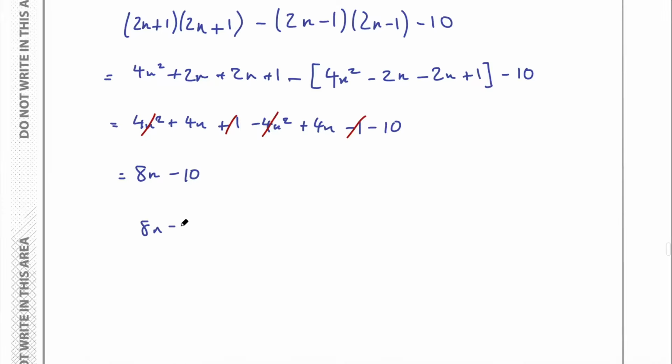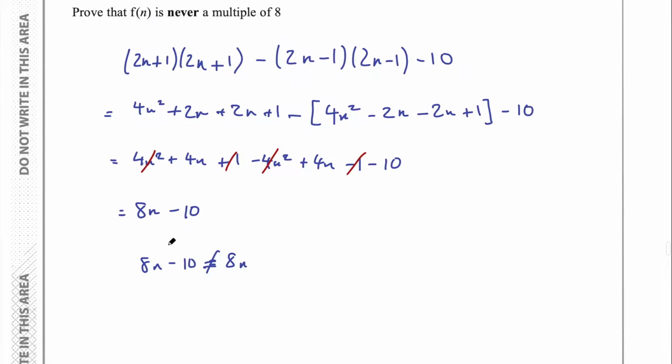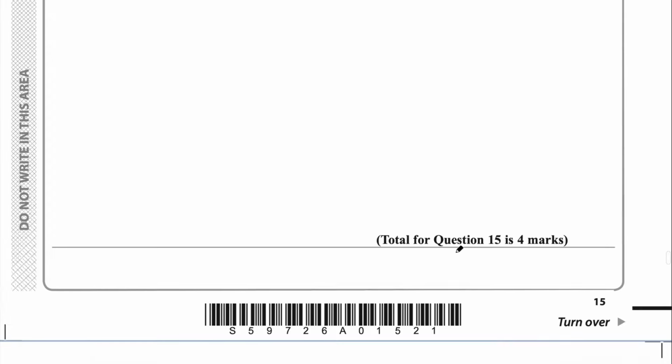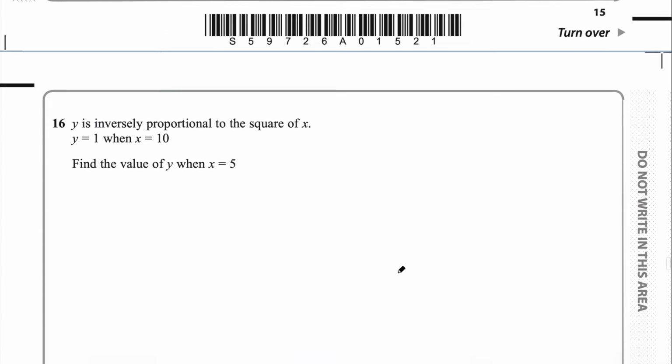8n minus 10 cannot equal 8n. No matter what you do with that negative 10, you're never going to have that equation equaling each other. So we can clearly see this is not going to be a multiple of 8. So I'm just going to say, therefore, fn can never be a multiple of 8. Okay, so that was question 15 for 4 marks.